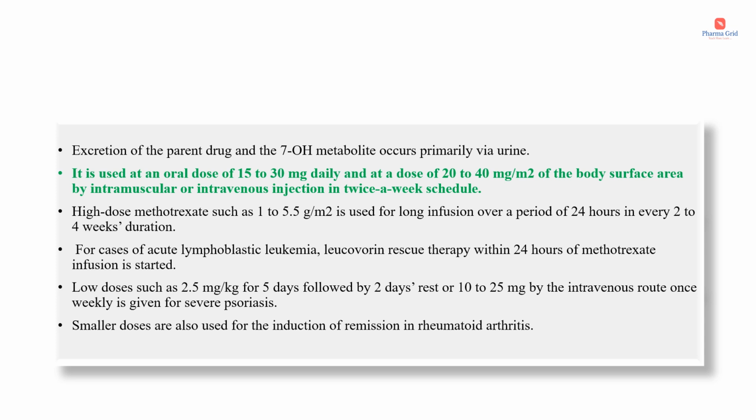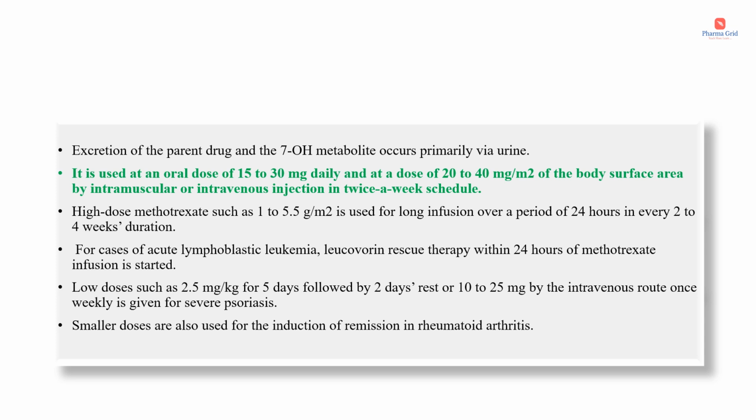It is used at an oral dose of 15 to 30 mg daily. This is the dosing of methotrexate. Usually given at an oral dose of 15 to 30 mg daily, and at a dose of 20 to 40 mg per meter square of body surface area by intramuscular or intravenous injection in a twice a week schedule. High-dose methotrexate, such as 1 to 5.5 gram per meter square, is used for long infusion over a period of 24 hours every 2 to 4 weeks.